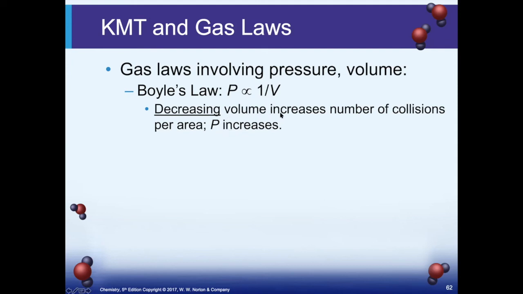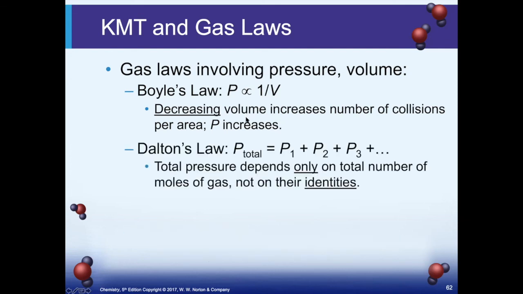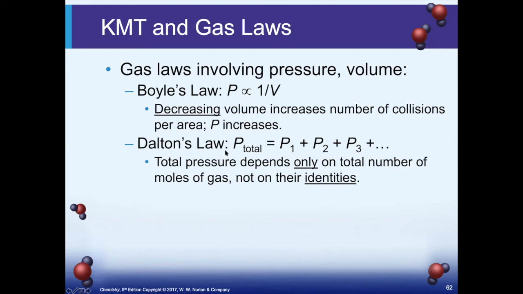If you decrease the volume, you're going to increase the number of collisions. And we said at the beginning of this chapter that pressure is proportional to collisions, or pressure is kind of an indicator of the number of collisions with the surface of the container. So if I decrease the volume, we have more bounces, more collisions, so that means the pressure is going to go up.